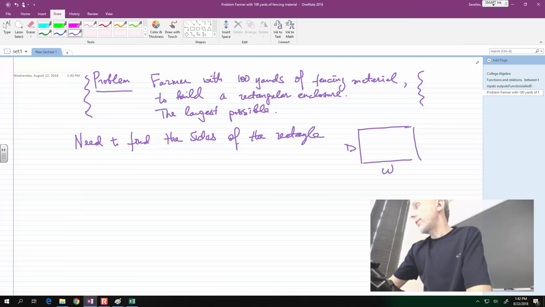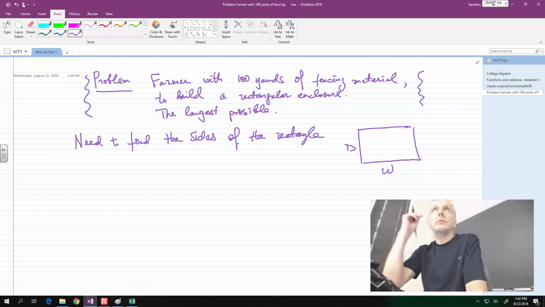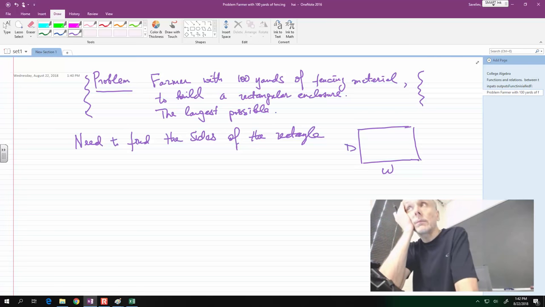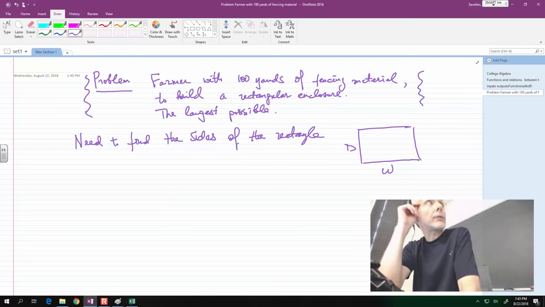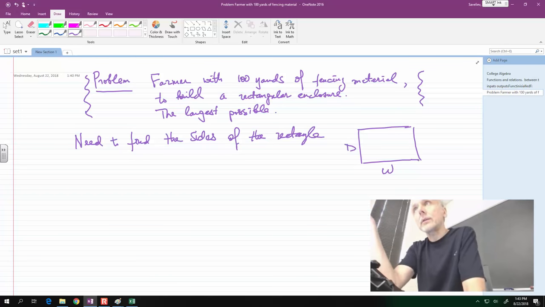The width and the depth. So how would you go about finding them? Well, do you realize, first of all, that there are just so many ways you can build that enclosure? You can vary the width and you can vary the depth with the same amount of fencing material. It will produce different shapes and therefore different areas.